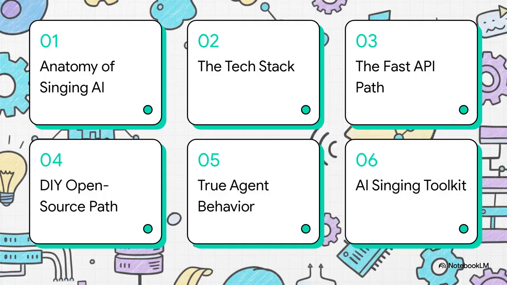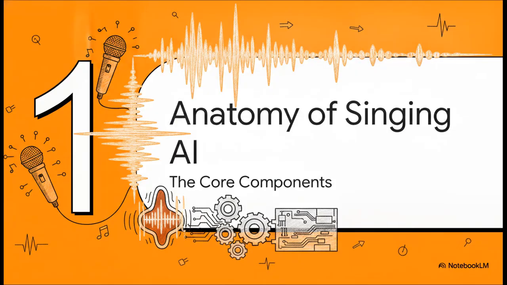Here's our literal blueprint for today. We'll start with the anatomy of singing AI. Then we'll be unpacking the tech stack. From there, we'll explore two distinct routes, the fast API path and the DIY open source path. Finally, we'll dive into designing true agent behavior and wrap up with the ultimate AI singing toolkit. Let's just jump right in. Okay, let's dive into this.